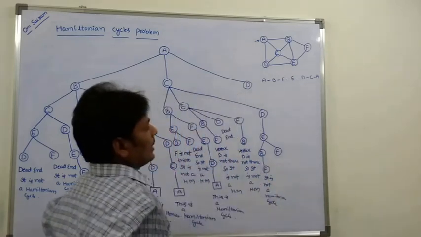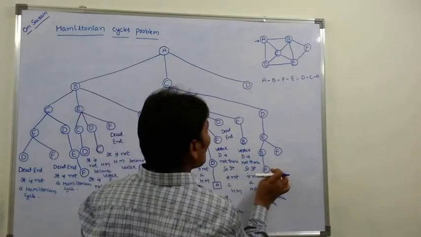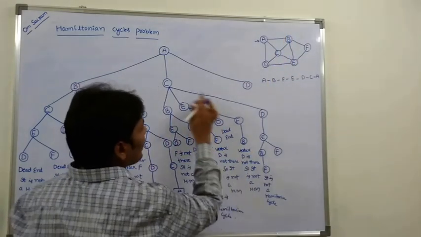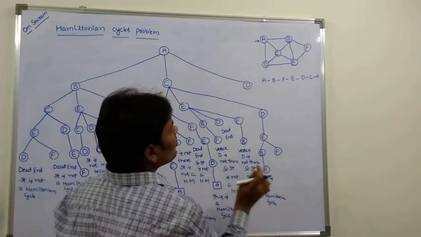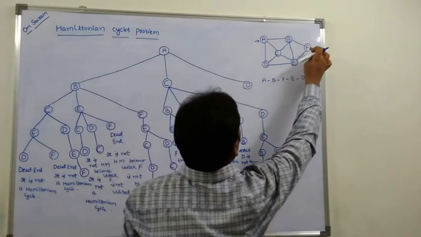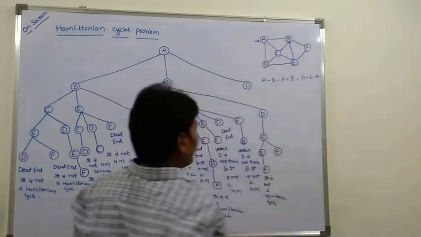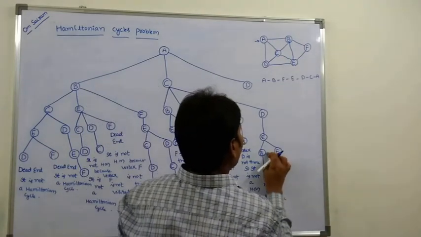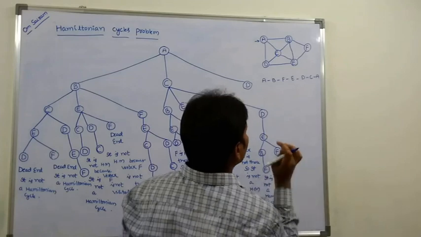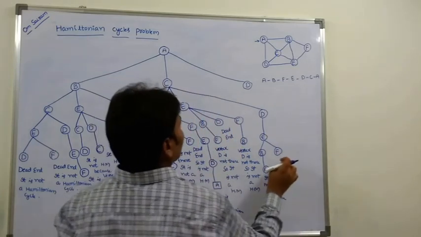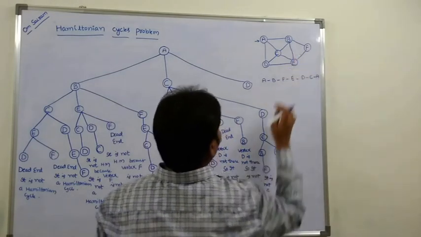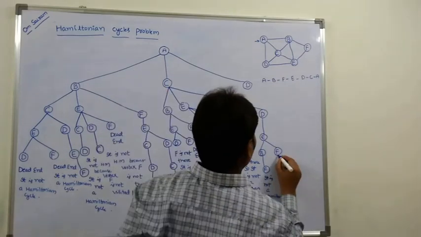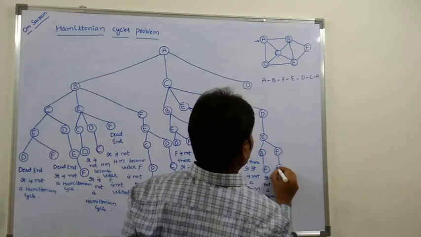Because there is no edge between F and A. All vertices are visited, but there is no direct edge between F and A. So it is not a Hamiltonian cycle. Now we have to backtrack to B, backtrack to E. Now consider vertex F. So what are the adjacent nodes for F? B and E. B is not there. E is already completed.